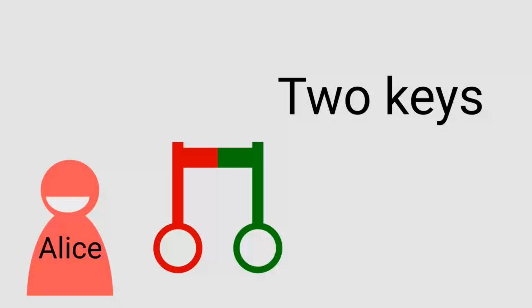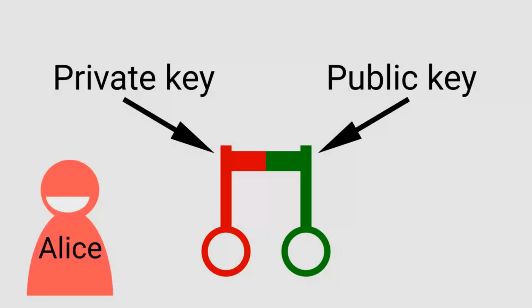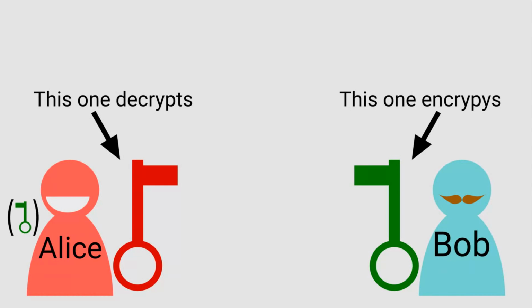What needs to happen is that Alice has to generate two keys. We're going to call them the private key and the public key. The private key will be the one in red and the public key the one in green. Alice keeps the private key, and she's the only one who has it. Then she gives Bob the public key. The green key, the public key, is the one that encrypts, and the red key, the private key, is the one that decrypts.